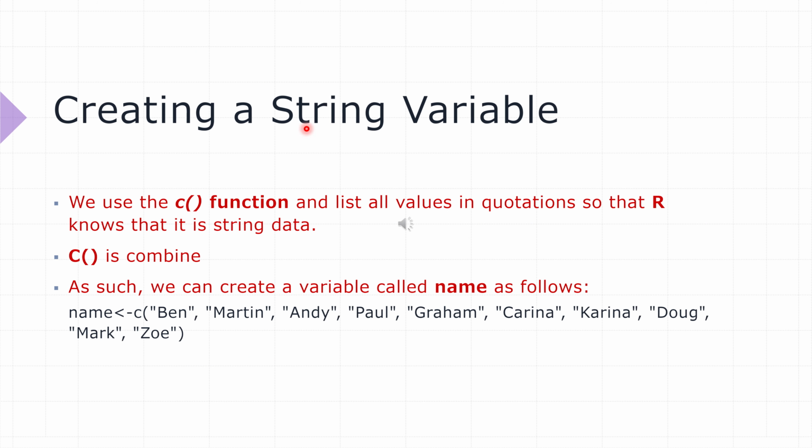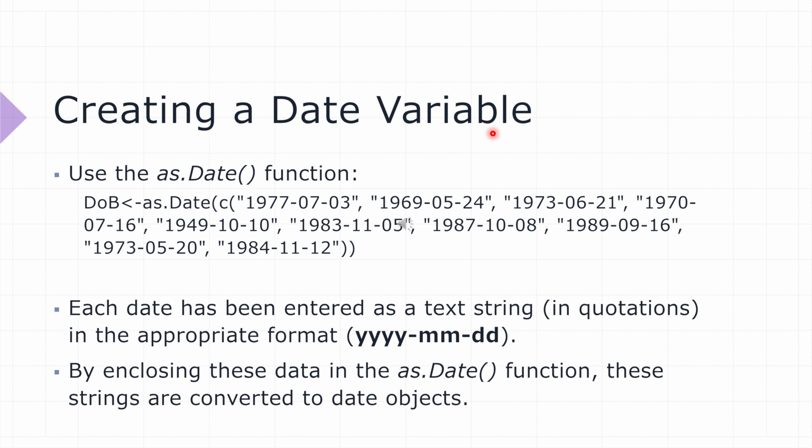Creating a string variable, we use c() to combine values into a vector: name <- c("Ben", "Martin", "Andy"). Quotation marks tell R these are character values. Creating a date variable, DOB <- as.Date(c("1977-07-03", "1969-05-24")). Each date was typed as a string, but as.Date converts them into real date objects. Now R can sort and subtract dates.